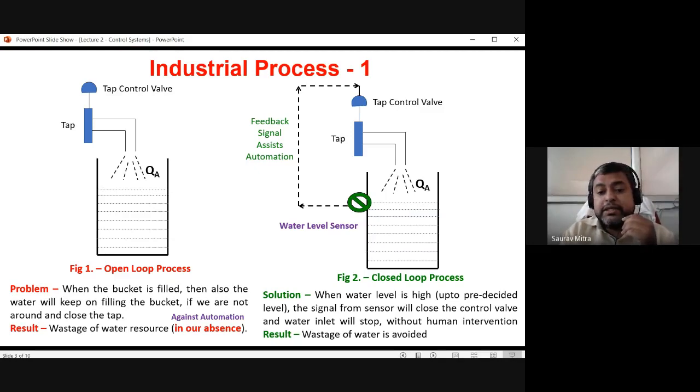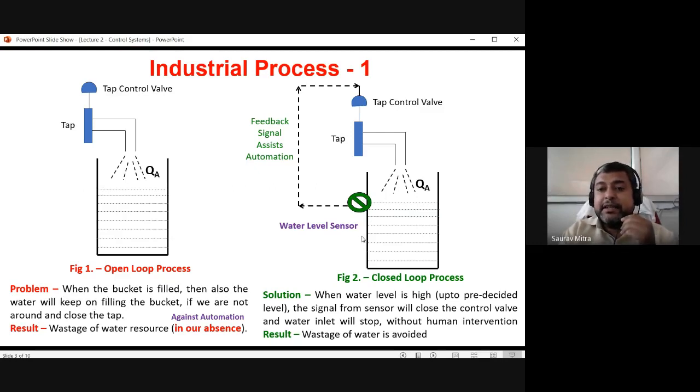So these words are very important: without any human intervention. In the previous case, it could save the wastage of water, but human intervention was required. You have made the valve open, water is pouring in, and you have to stand there to check whether the bucket is filled. If the bucket is getting filled up, then you have to close the tap.